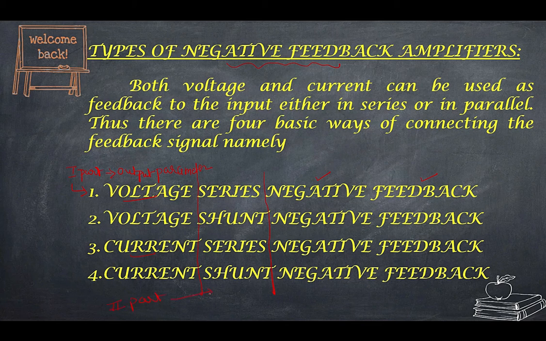The second part always tells about the connection at the input. So shunt means parallel connection and we have series connection. There are two types of connections, two types of parameters. If you remember these things, drawing the diagram will become easier, and also to know about the feedback ratio from that particular type of negative feedback.